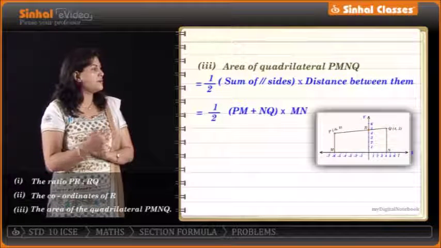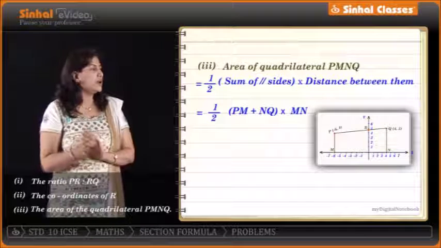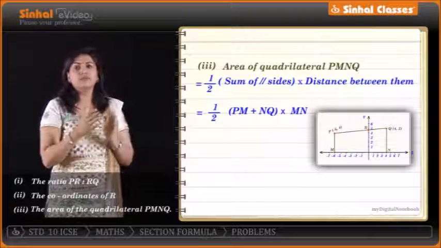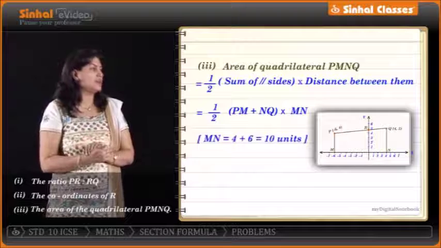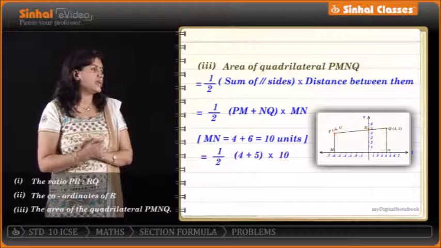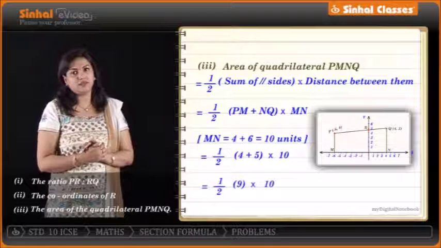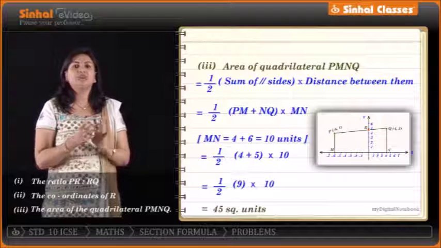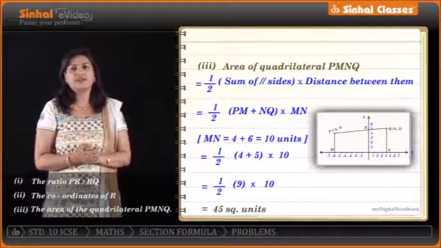Now PM we already know it is 4, NQ is 5. Now what will MN be? MN will be 4 plus 6, that is 10 units. So substitute that here to get half into 4 plus 5 into 10. Simplify this to get half into 9 into 10. That is nothing but 45 square units. So the area of the quadrilateral is 45 square units.